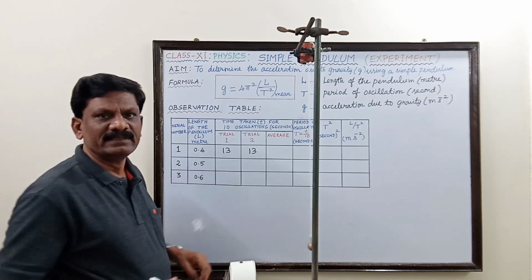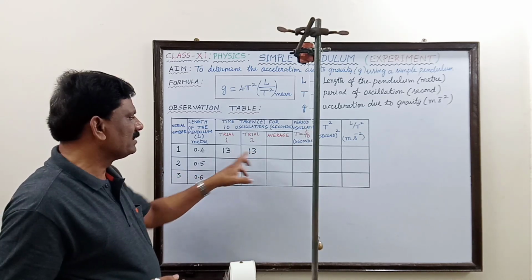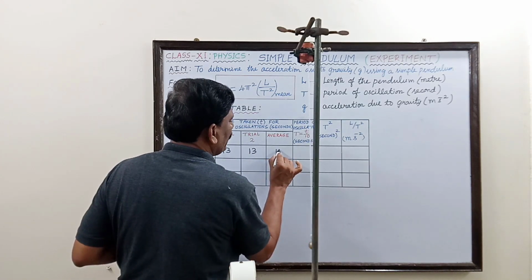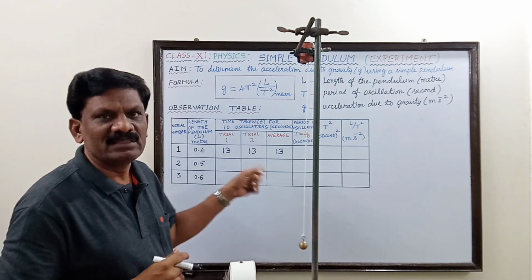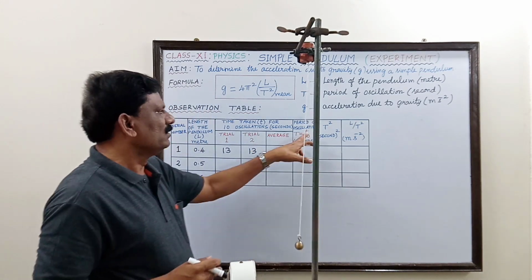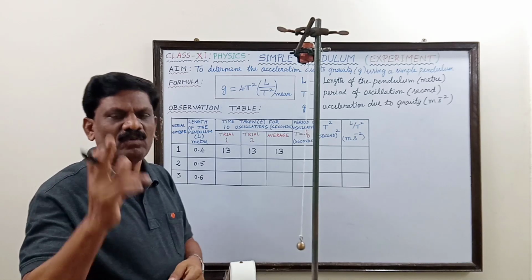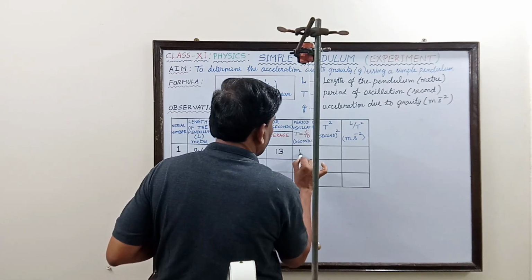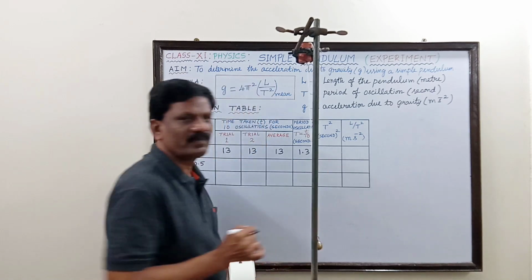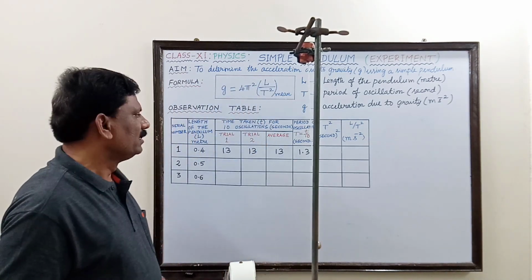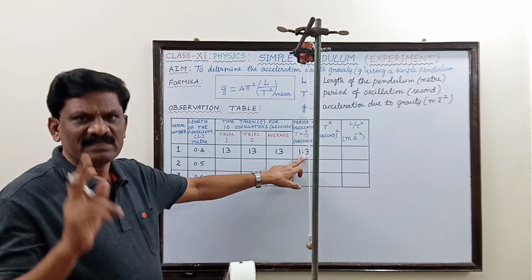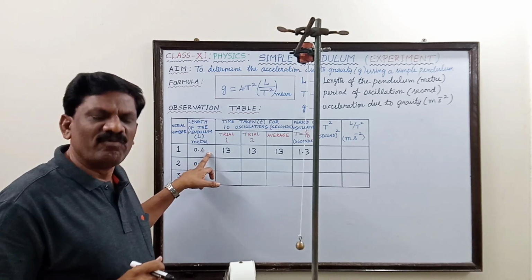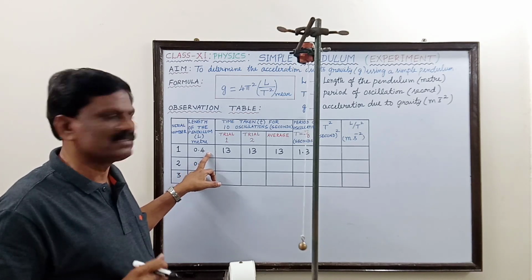Since both are 13, the average should be what? 13 plus 13, 26, divided by 2 is 13 only. So the average time taken for 10 oscillations is 13 seconds. So what is the period of oscillation for one oscillation? It is 13 divided by 10, that is 1.3. So this is the time period for one oscillation for a simple pendulum of length 0.4 meter, that is 40 centimeters.